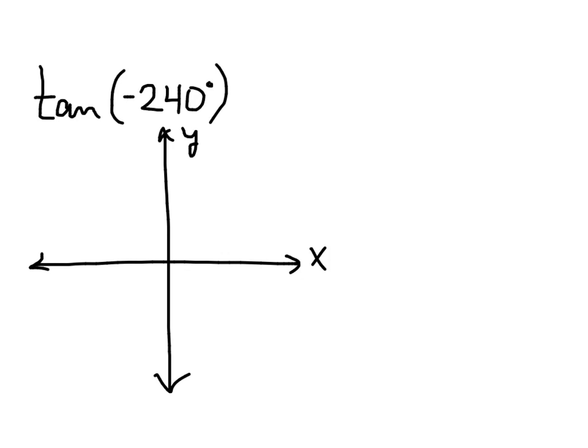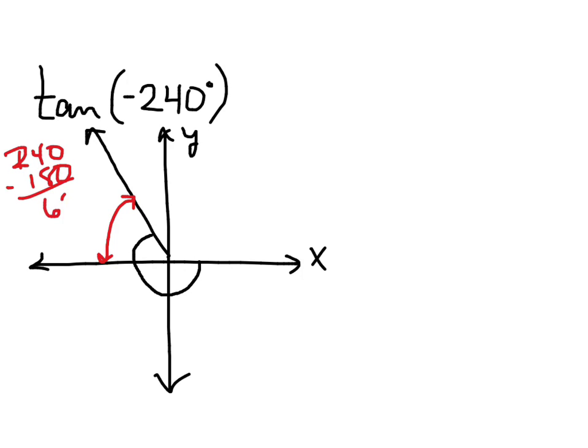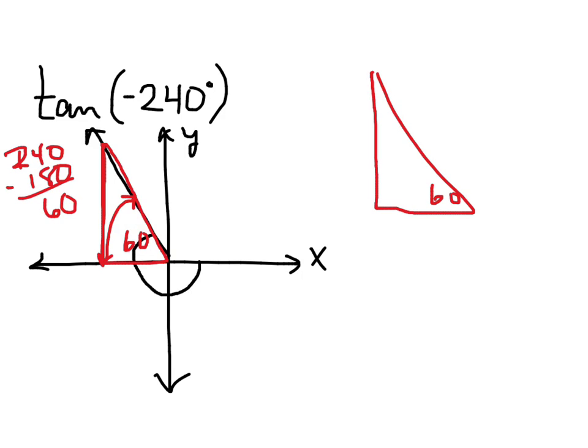So first thing I like to do for this is I like to draw the angle. So the angle negative 240, I'm back here, I'm somewhere in this vicinity. So my reference angle is this part. So if I take 240 minus 180, I get 60. That's a 60 degree angle. And if I make that into a triangle, I just formed a 30, 60, 90 triangle again. Just like we did the other day.